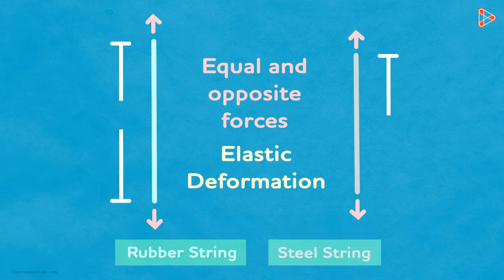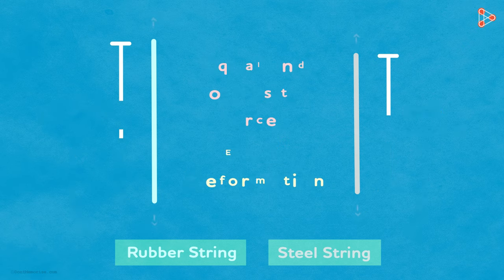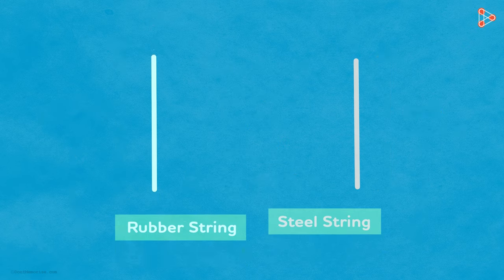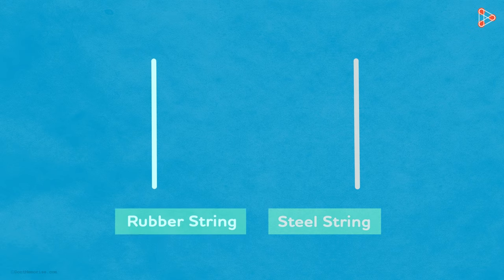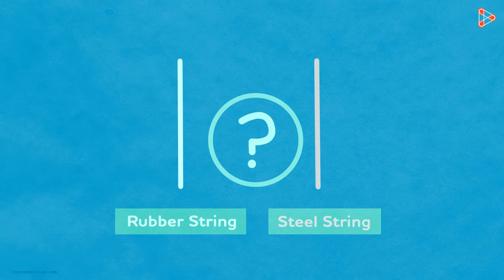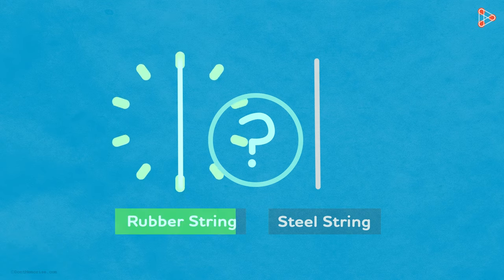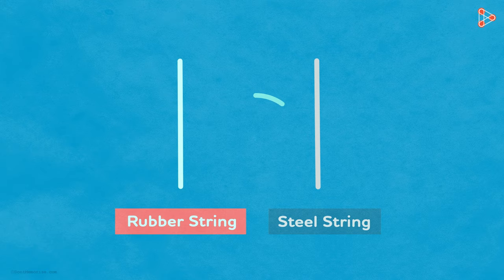The steel string would barely stretch, but it is important to note that it would indeed stretch, no matter how little. It doesn't stretch as far as the rubber string because steel applies more resistance to the deforming force than the rubber does. Moreover, as soon as the force is removed, the steel string regains its original shape and size quicker than the rubber string. It won't allow a deforming force to change its dimension as easily. So, which one would you say is more elastic? Steel or rubber? You would think that the obvious choice has to be rubber, but unfortunately, that's incorrect.